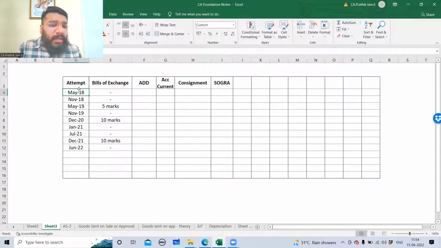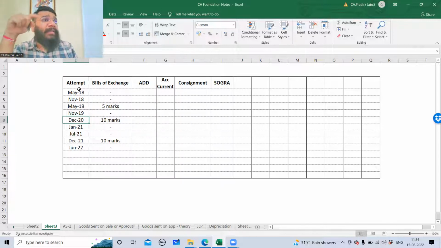May 18, there was no question asked from bills of exchange. November 18, no question from bills of exchange. But in May 19, we had a question of 5 marks coming from this chapter. And then in November 19, there were no questions from this chapter. December 2020, there was a 10-mark question coming from this chapter. All of you knew that after November 19, the next examination was supposed to be May 2020. But because of COVID, that attempt got cancelled and we had the December 20 attempt coming directly. So in that attempt, a question of 10 marks was asked from this particular chapter. And then Jan 21, July 21, no questions from this chapter. In December 21, it was again asked for 10 marks.